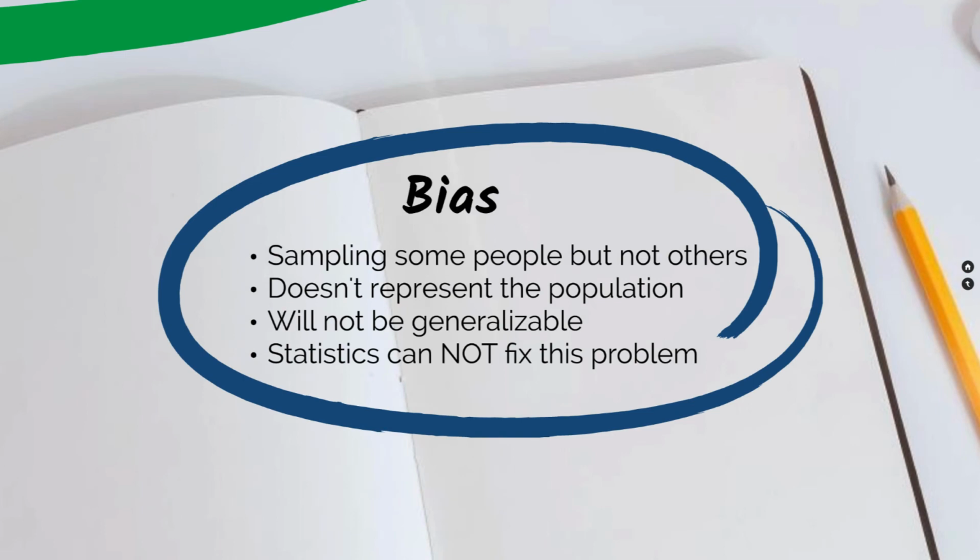And that brings us to bias. Sampling some people but not others doesn't represent the population. It will not be generalizable. And a big warning here is that statistics cannot fix this problem. If you only include men in your sample, there is no amount of fancy statistical analysis that will make those results generalizable to women. If you only include basketball players, you will not be able to generalize those results to swimmers, for example. So think about the biases, think about who you want these results to apply to, and then do your best to get a representative sample.